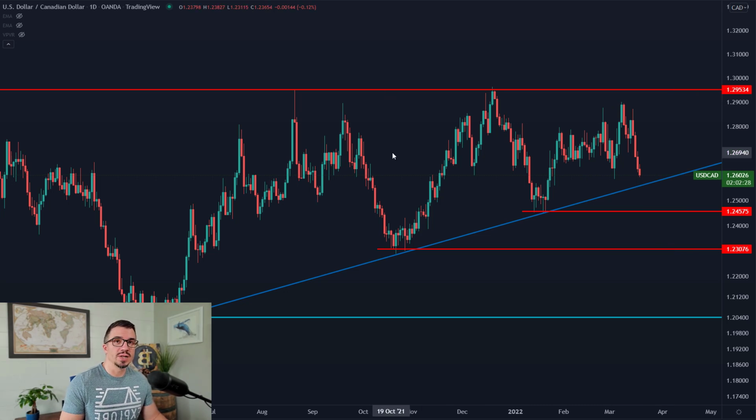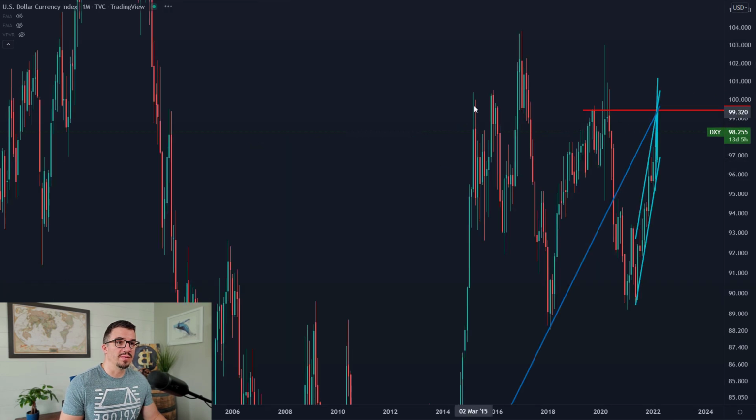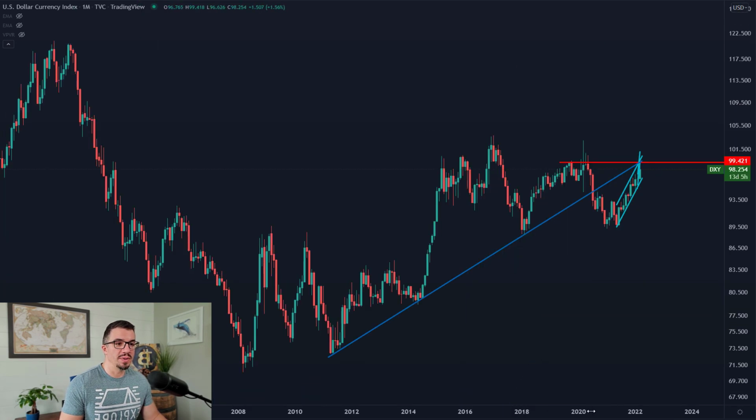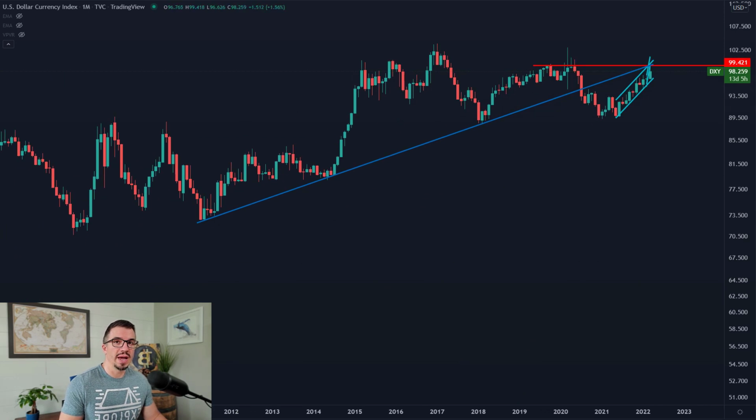Now, let's take a look at the DXY, the US dollar index, because this is going to be a factor. So we've talked about this confluence of resistance up here around 99.40 in the past, and so far the market is selling off from that area. Now, the most significant level that comes in up there is going to be this trend line off of the 2011 low. So right now, this level is serving as resistance.